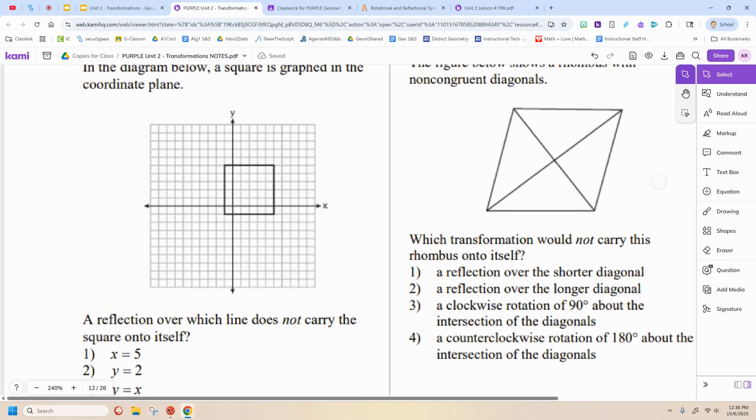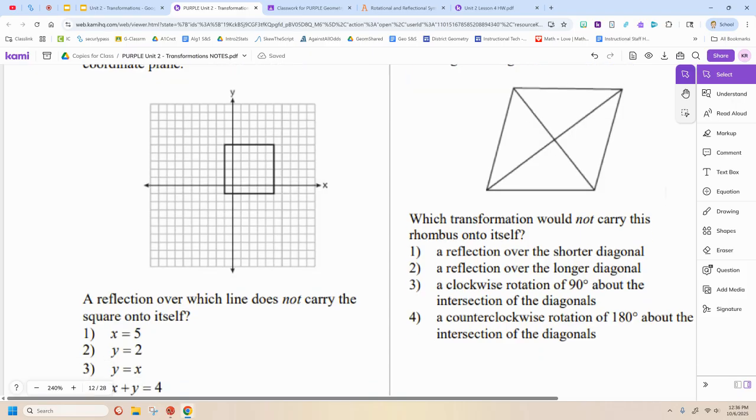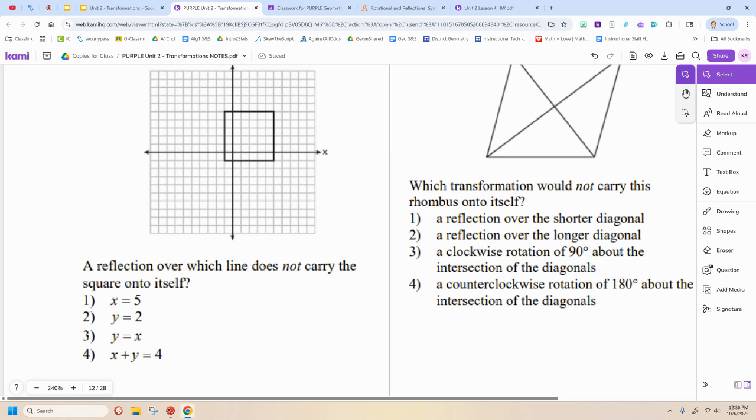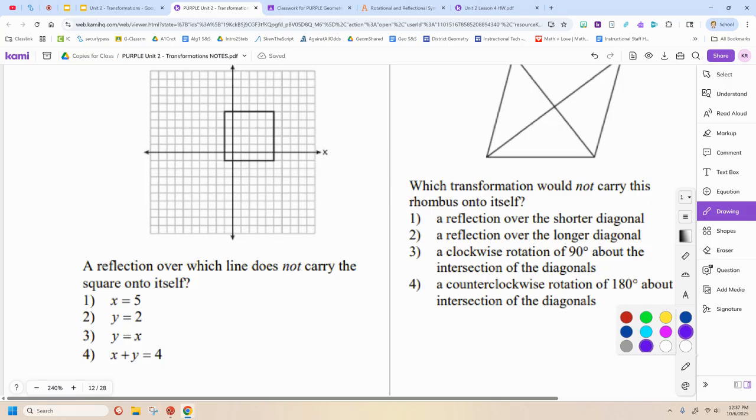First one, it says in the diagram below, the square is graphed in the coordinate plane. Does everybody agree that's a square? Then it says a reflection over which line does not carry the square onto itself. And then there are these 4 equations. What is our strategy, my friends? What do we need to do to have a really successful time at this? Should we draw the lines? Yes. So that means we might need to go to our calculator to find some of them.